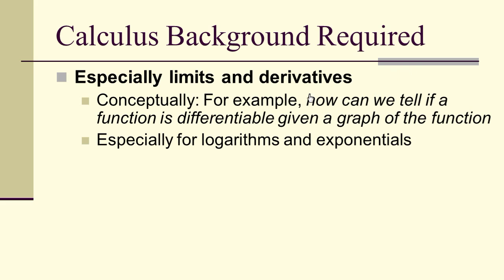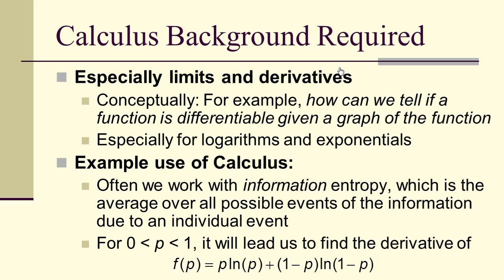You also have to realize that most of what we're doing is going to be working with logarithms and exponentials. For example, we're going to work with a thing called information. And information is measured using entropy. And entropy is the average over all possible events or outcomes of the information due to an individual event. So for 0 < p < 1, at one point in this course, we're going to have to find the derivative of f(p) = p ln p + (1 - p) ln(1 - p). So let me show you how you would do that in case you don't remember.